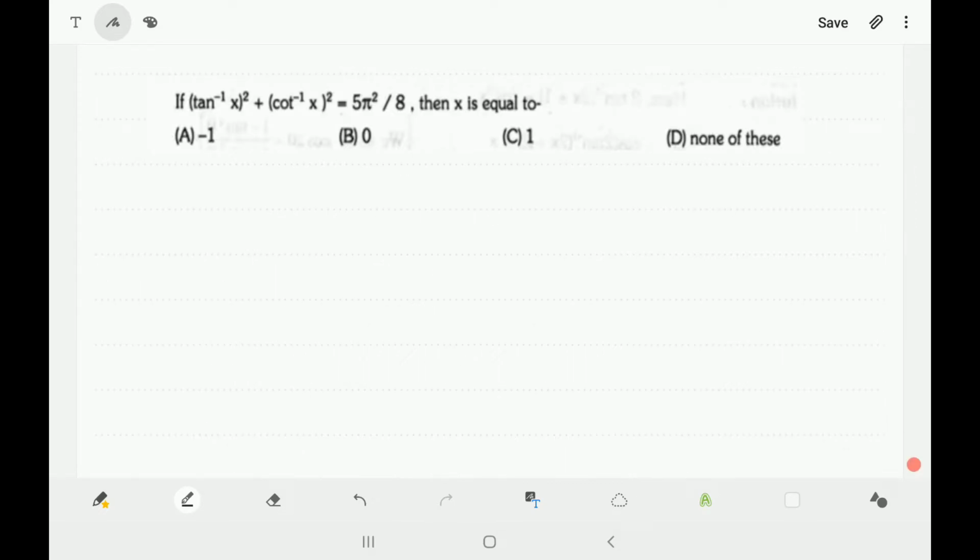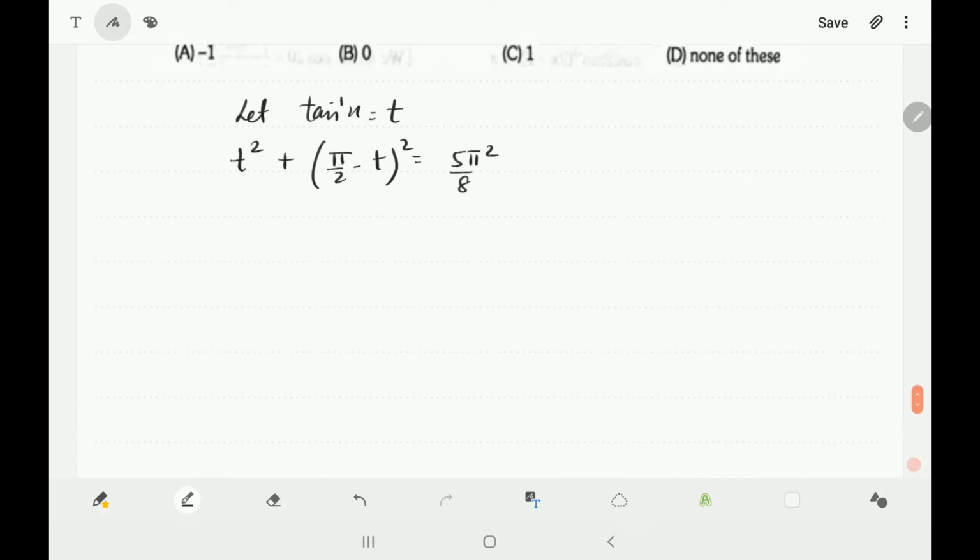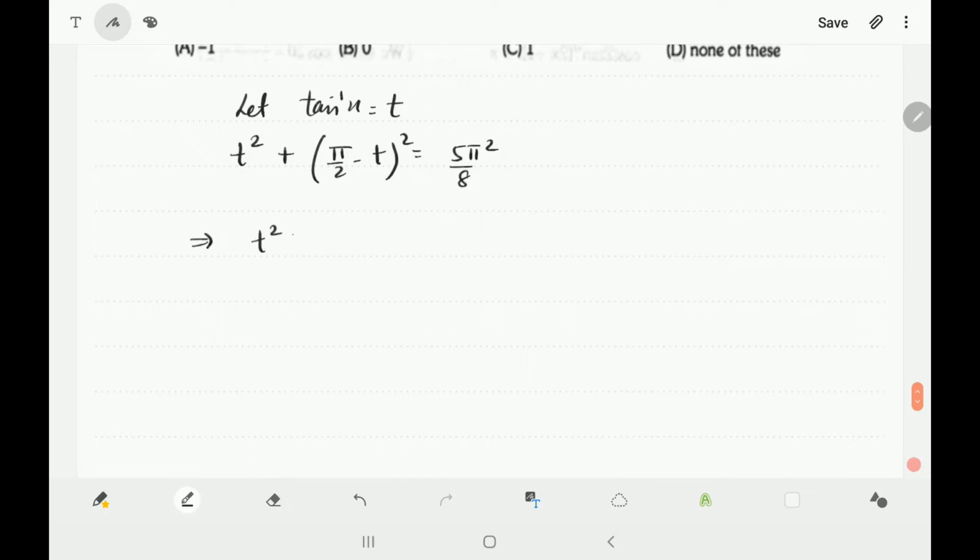If (tan inverse x) whole square plus (cot inverse x) whole square is 5 pi square by 8, we have to find the value of x. So this is an ITF equation problem. Okay, so let's consider tan inverse x as t. So if we consider tan inverse x as t, we will be having this value as t square plus (pi by 2 minus t) whole square is equal to 5 pi square by 8. Now this became a quadratic, so this will be t square plus pi square by 4 plus t square minus pi t is equal to 5 pi square divided by 8.